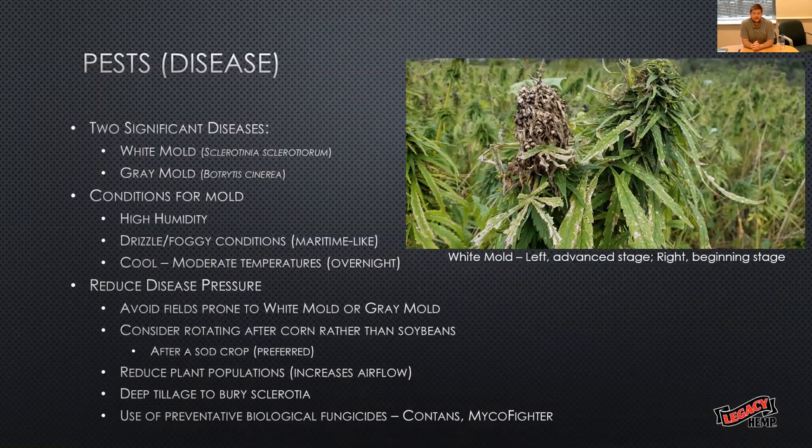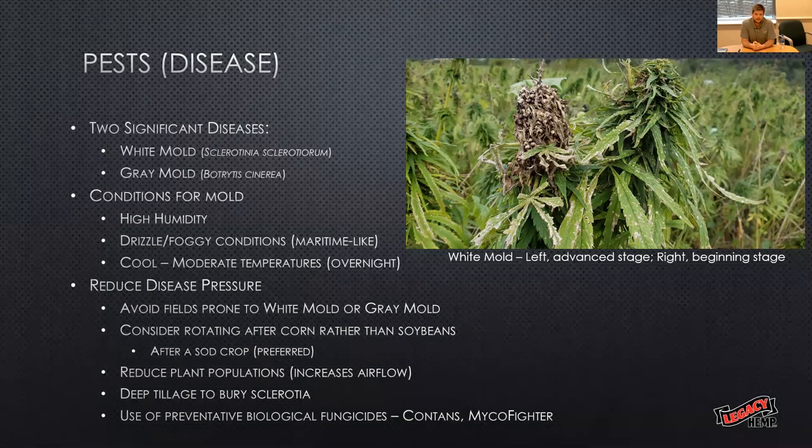Disease will either be the most or the second most problematic pest in grain or fiber production. Two molds in particular: we have white mold, which is Sclerotinia sclerotiorum, and gray mold, Botrytis cinerea. These are the two most common molds found in industrial hemp, period.